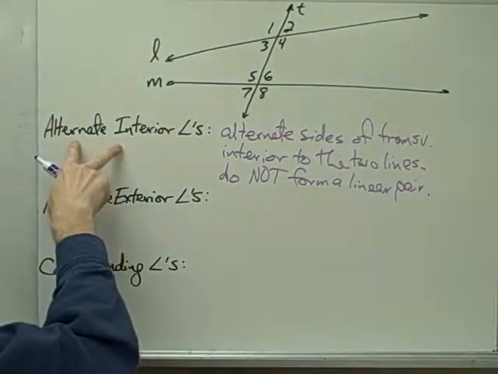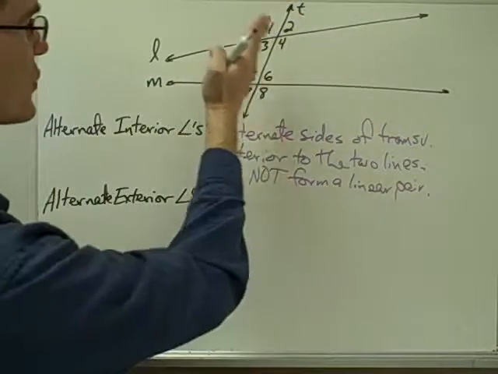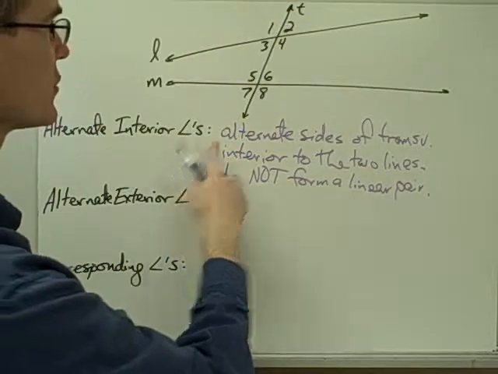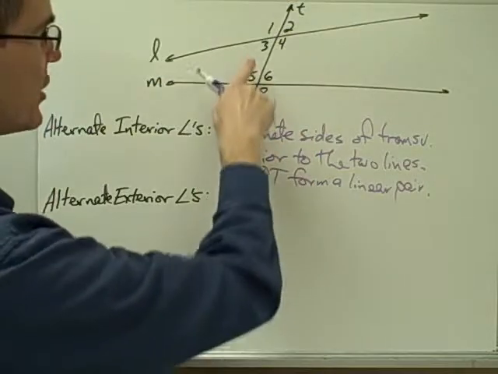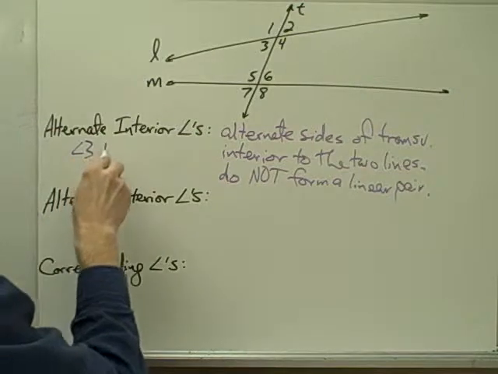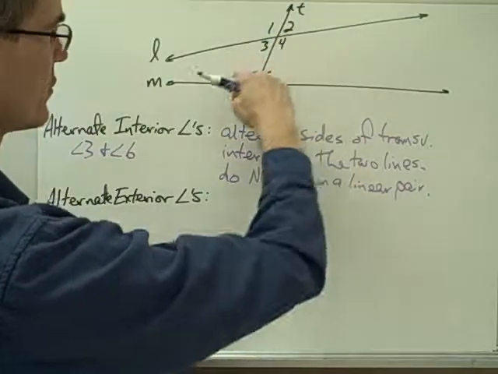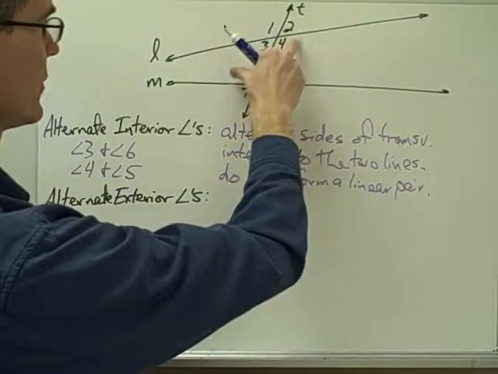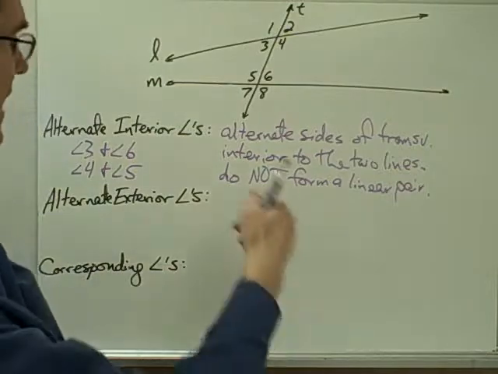Okay, so let's see if we can identify the alternate interior angles on this diagram. All right, so they're going to be on alternate sides of the transversal. So one's going to be on the left side, one's going to be on the right side. Interior to the two lines. So that's going to be these angles here, 3, 4, 5, and 6. And they do not form a linear pair. So let's see, angle 3 and angle 6, that's one pair of alternate interior angles. Another pair is going to be angle 4 and angle 5. They're on alternate sides of the transversal, they are interior to the two lines, and they do not form a linear pair.